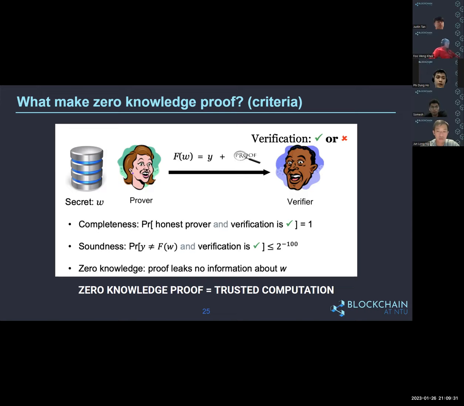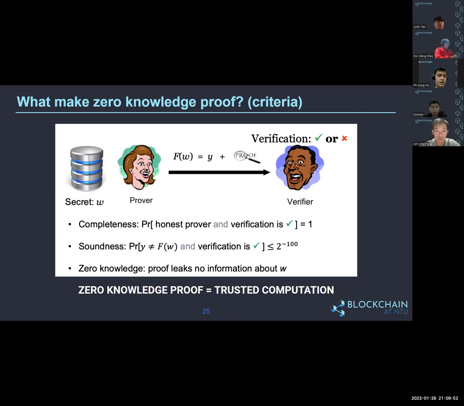So essentially, zero knowledge proof means trusted computation. It's not actually related to privacy. It means that you can trust the other party actually does the work and computes f(W) honestly.